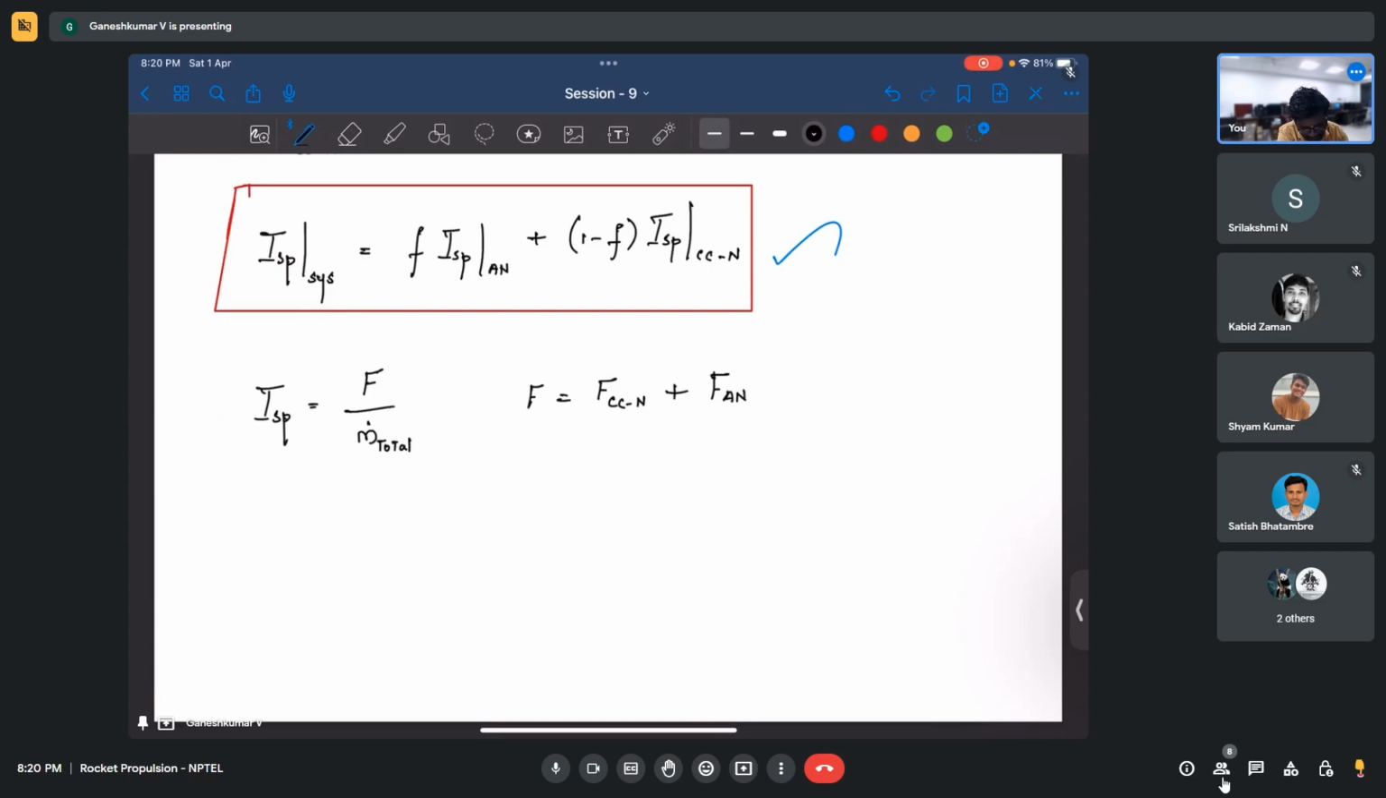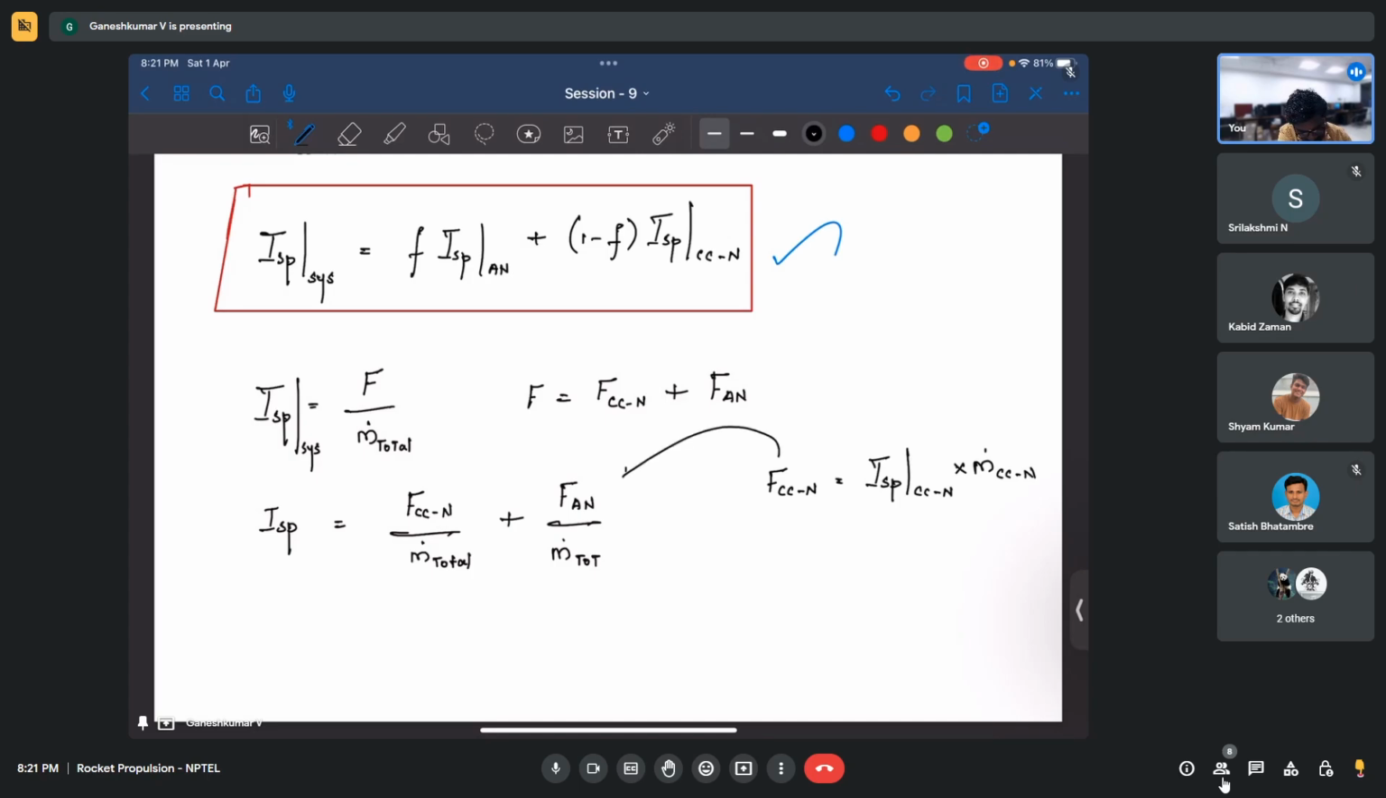This is true, right? So let's say if you substitute it here, this is the total ISP of the system. What happens? Thrust of combustion chamber nozzle divided by total mass flow rate, plus thrust of auxiliary nozzle divided by total mass flow rate. And what we know about combustion chamber nozzle's thrust is that it is going to be ISP of combustion chamber nozzle multiplied by mass flow rate through the combustion chamber and all that, right?